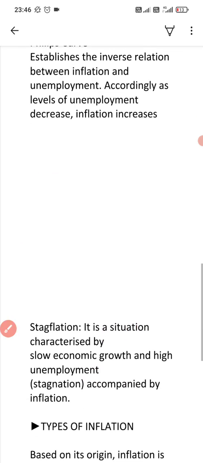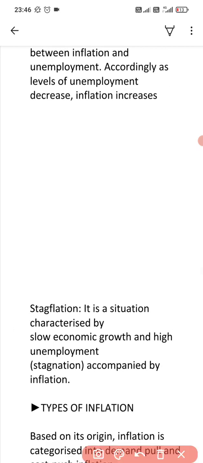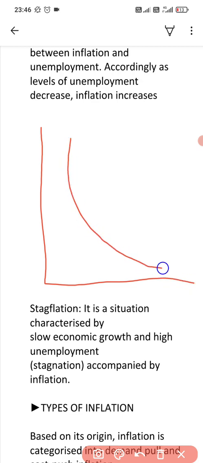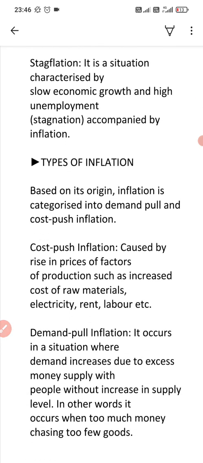Okay, so now let's talk about stagflation. Now what's stagflation? Let's make this chart again. Inflation and unemployment. Okay, अब stagflation क्या है? तो stagflation is nothing but a situation characterized by slow economic growth. अब देखो stagnancy मतलब क्या होता है? स्थिरता आ जाती है, तो इकोनॉमिक ग्रोथ भी कम होती है, क्योंकि इकोनॉमिक ग्रोथ कम है तो अनएम्प्लॉयमेंट बढ़ता चला जाता है. तो stagnation plus inflation refers to stagflation.